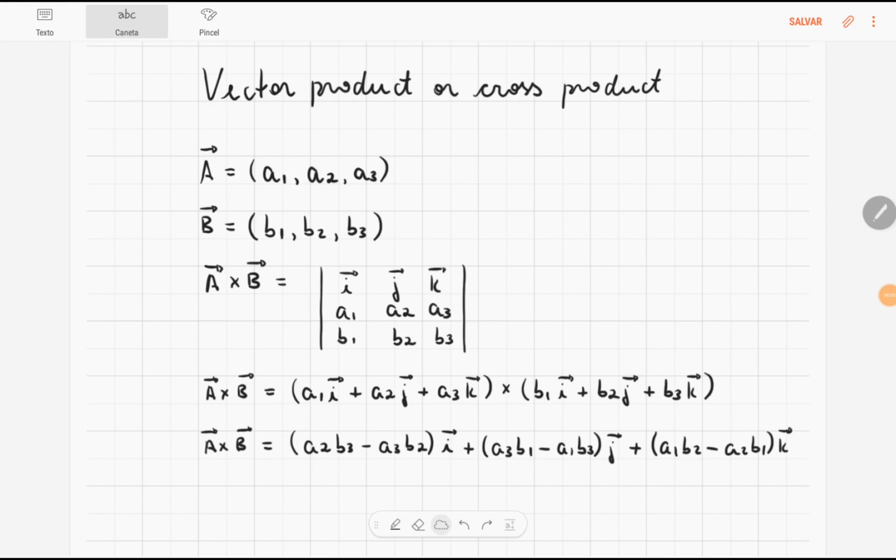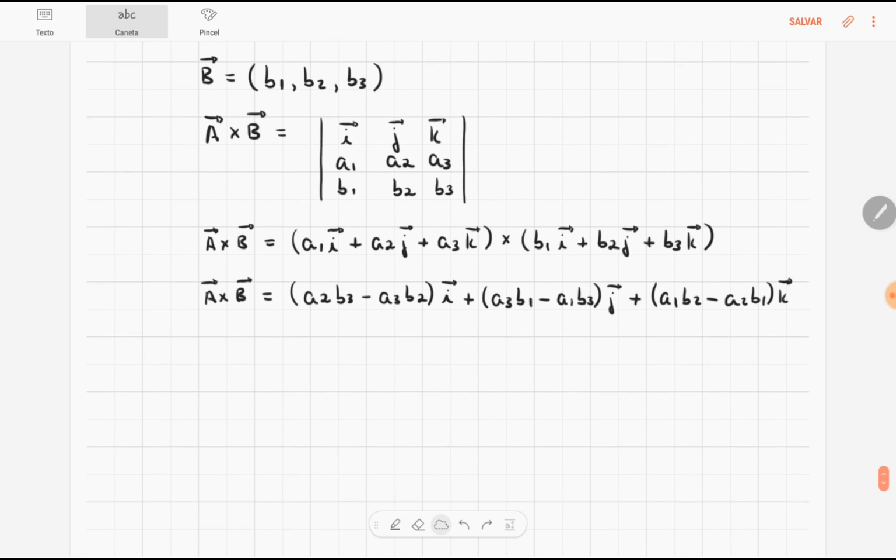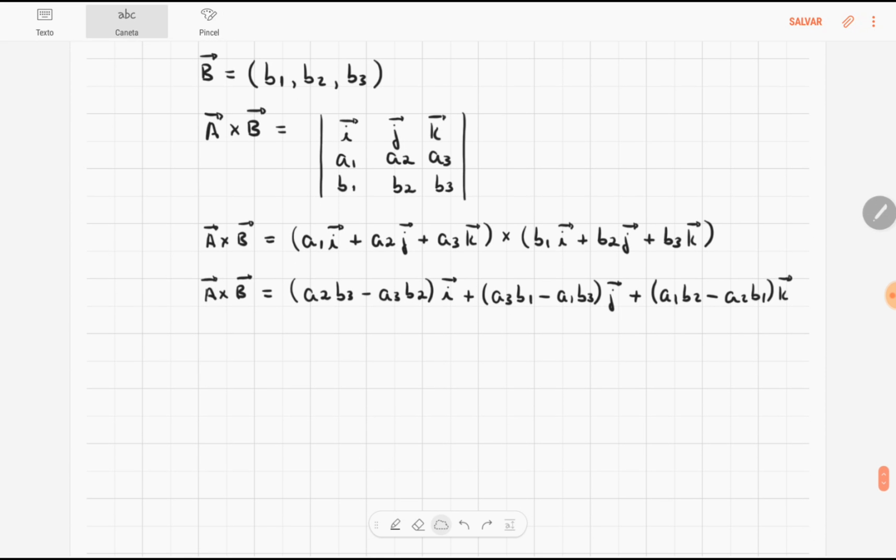We have previously seen that the vector product is a vector, and we have learned how to determine the components of this vector. Now it's important to say that this vector, or the magnitude of this vector, is given by the product of the magnitudes of both vectors A and B multiplied by the sine of the angle between these two vectors.